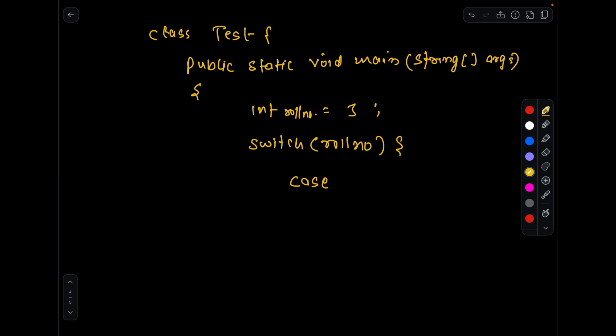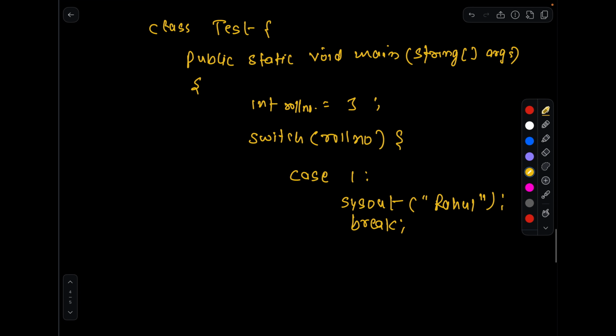So I'll write a case, roll number one. In case one, we have sys out, Rahul, and then break. So what will break do? It will come out of the switch block. Otherwise, it will go and check every case unnecessarily.